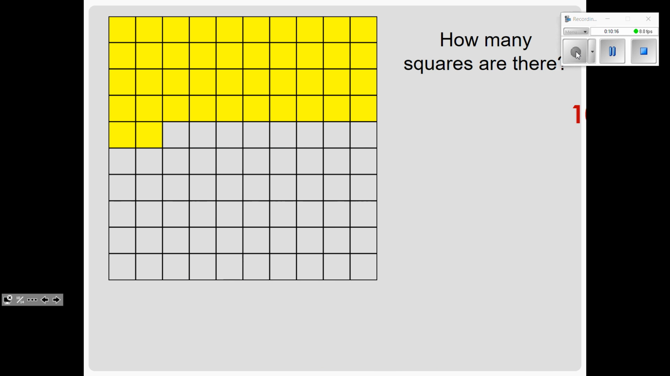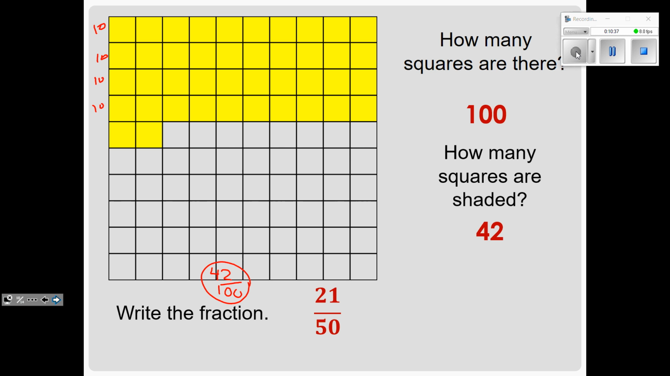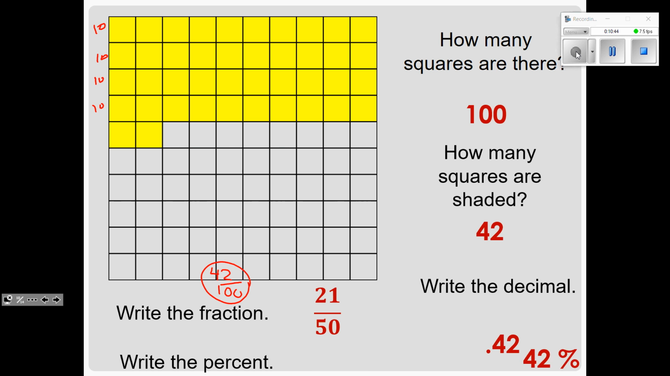Okay, we know there's 100 squares. How many are shaded? 10, 20, 30, 42. So that would be, as a fraction, 42 hundredths, which simplifies to 21 fiftieths. But it was 42 100ths, which we can write as a decimal, which is just 0.42. And then to convert it to a percent, you move the decimal over 2 places, and it would be 42%.